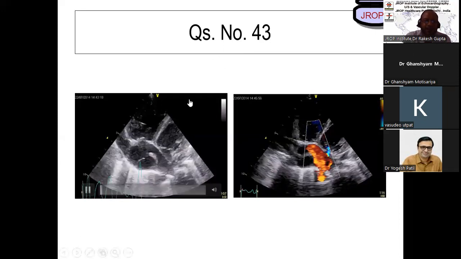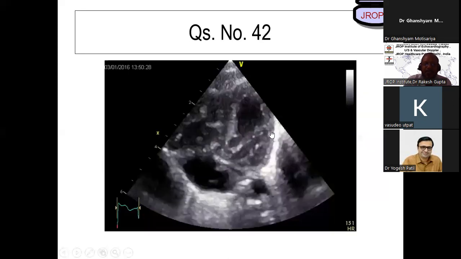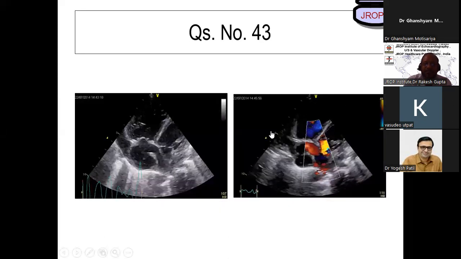What is the structure? Sir, as you are asking, the right ventricle. This is the right ventricle, this is the left ventricle, this is the right atrium. Now the whole game lies in this atrium. Try to play this picture, a very rare picture which is not easily seen. Now look at the picture on the right hand side. Doppler.